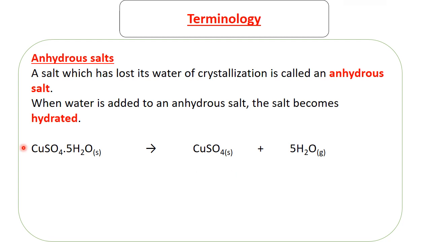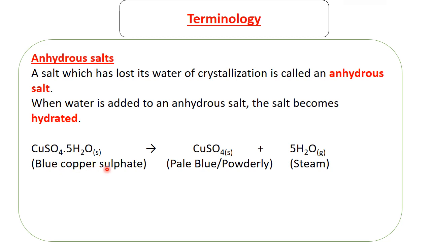So this is a hydrated salt. Due to maybe heating, it can lose its water of crystallization and form the copper sulphate and water here. Because this water is the one that was near, it has been lost. So this salt, if initially it had water like this, then it is anhydrous salt.